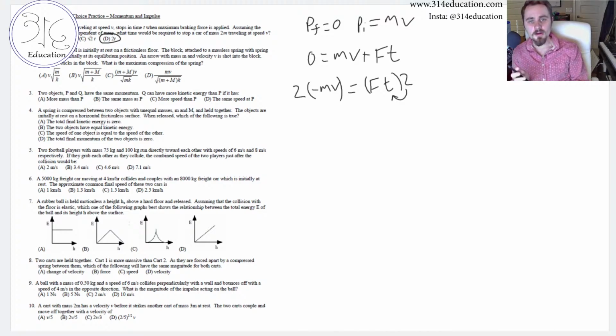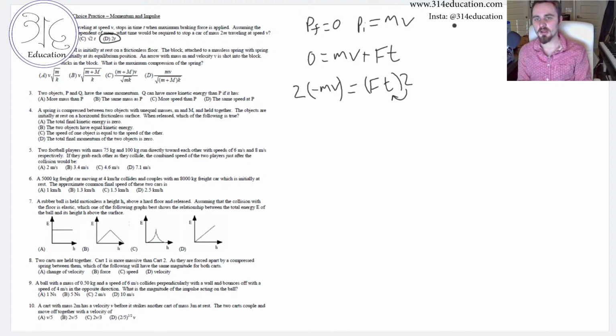Good. Alrighty, next we're looking at a block of mass big M, initially at rest on a frictionless floor. The block is attached to a massless spring with a spring constant K, initially at its equilibrium position. And then we have an arrow with a mass little m, and velocity v is shot into the block. The arrow sticks into the block. What is the maximum compression of the spring?